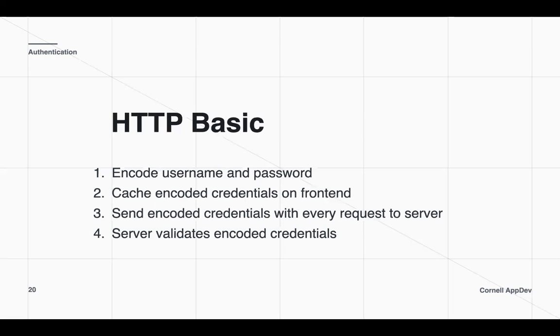So starting off with HTTP basic, as the name might tell you, it is the most basic of the three. In this one, you just encode your username and password via base64 encoding, and you cache or store the encoded credentials on your front end. This could be a browser or an iOS or Android app. And whenever you want to make a request to the server, like updating some field in your user, like your username, you'd send these encoded credentials to the server via the authorization header, and then the server will validate these encoded credentials.